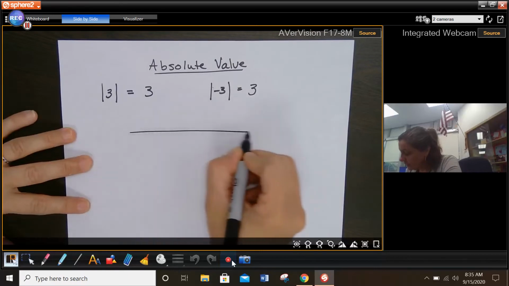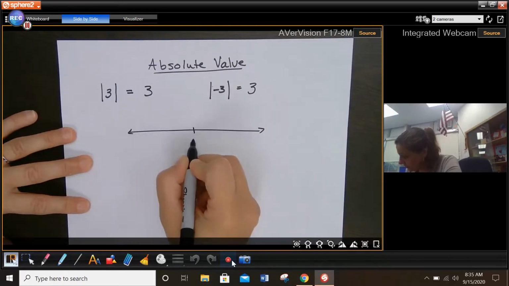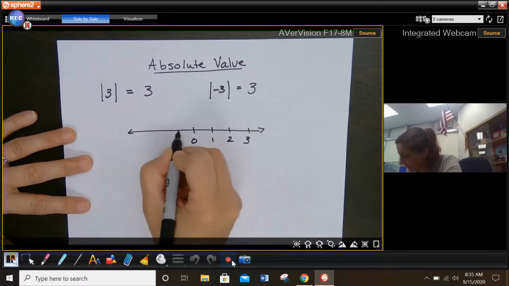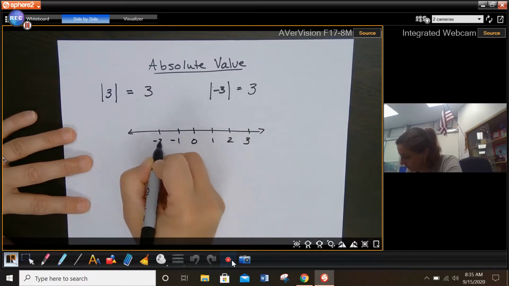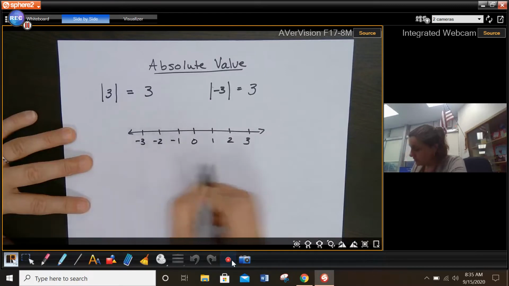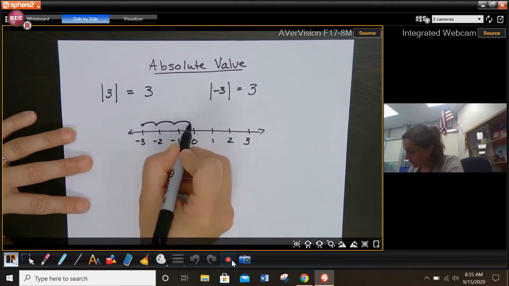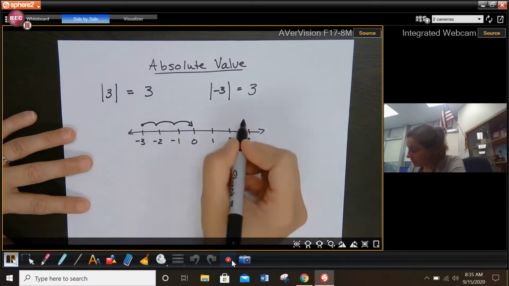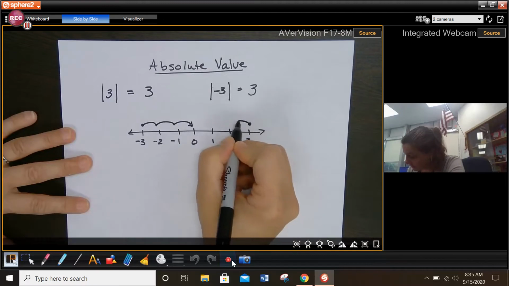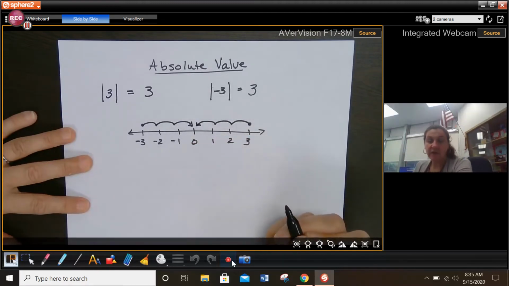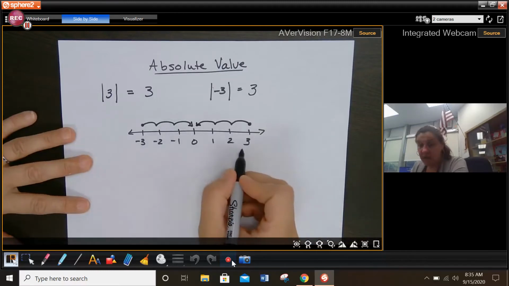We can show that on a number line. Here's 0, 1, positive numbers, right? Go to the right side. Negative numbers go to the left side. So here's our number line, and you can see that if I was on -3, I would take 1, 2, 3 steps to get to 0, or if I was on positive 3, 1, 2, 3 steps to get to 0. So we also consider those numbers opposites.